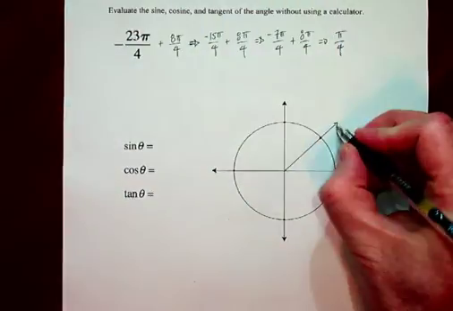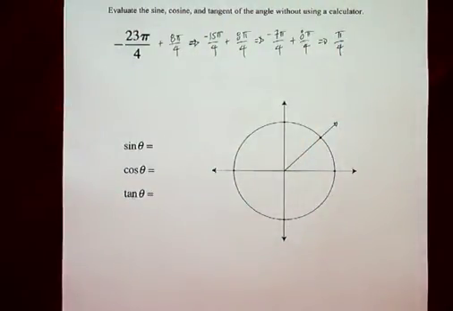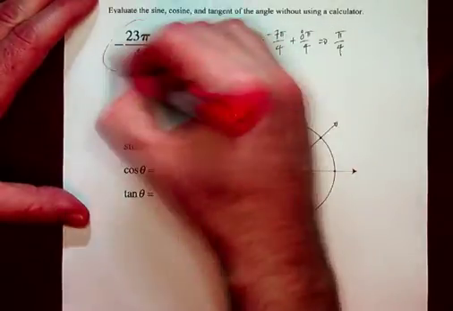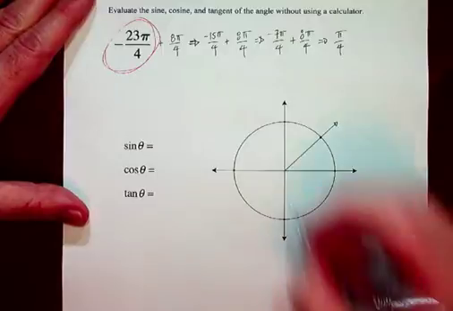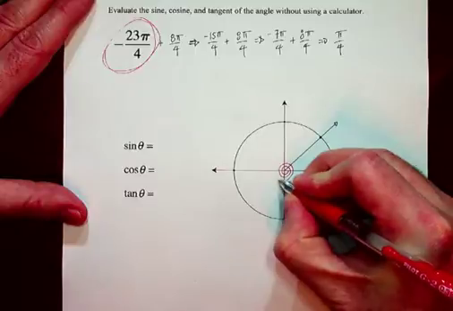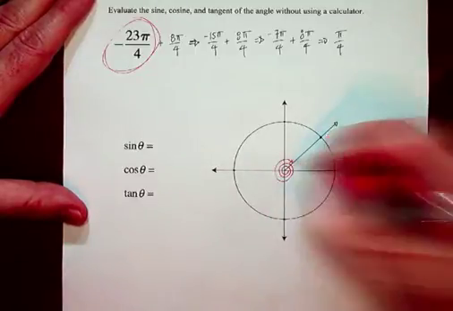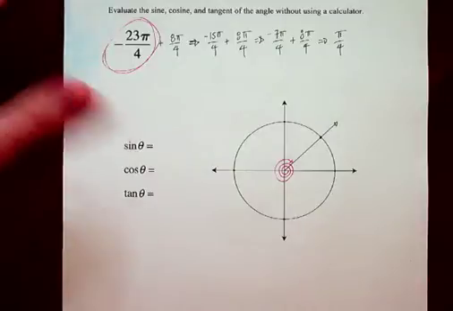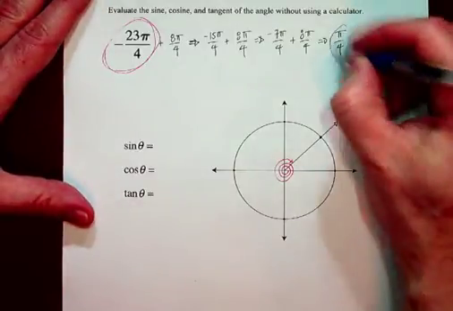Now, negative 23 pi over 4 is just shy of negative 24 pi over 4, which would, of course, reduce to negative 6 pi. And negative 6 pi is almost a full 3 revolutions in the negative direction. So if you want to know what negative 23 pi over 4 looks like, you go once around, twice around, and back, okay? Now, just because it's coterminal with pi over 4 doesn't mean it's the same, right?